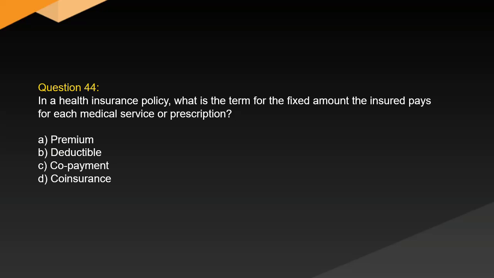Question 44. In a health insurance policy, what is the term for the fixed amount the insured pays for each medical service or prescription? A. Premium. B. Deductible. C. Copayment. D. Coinsurance.